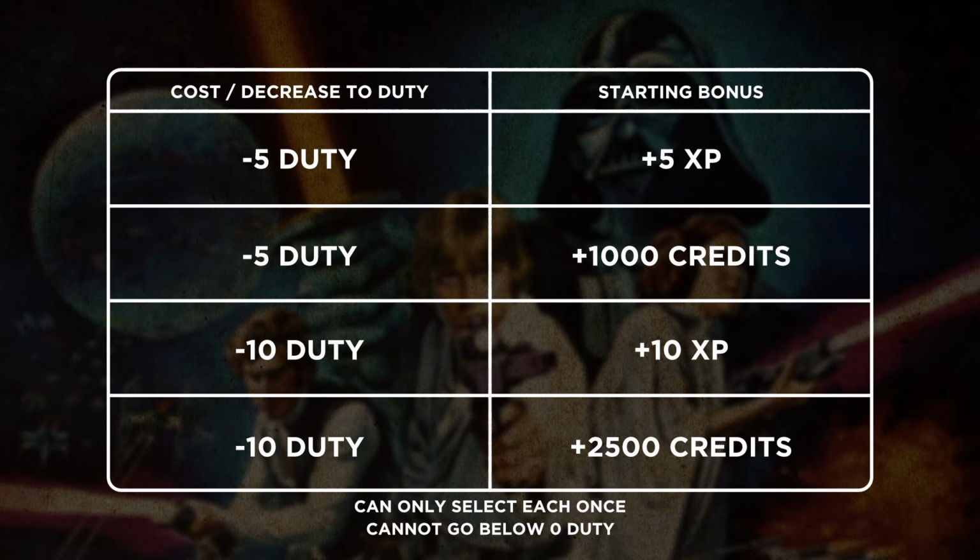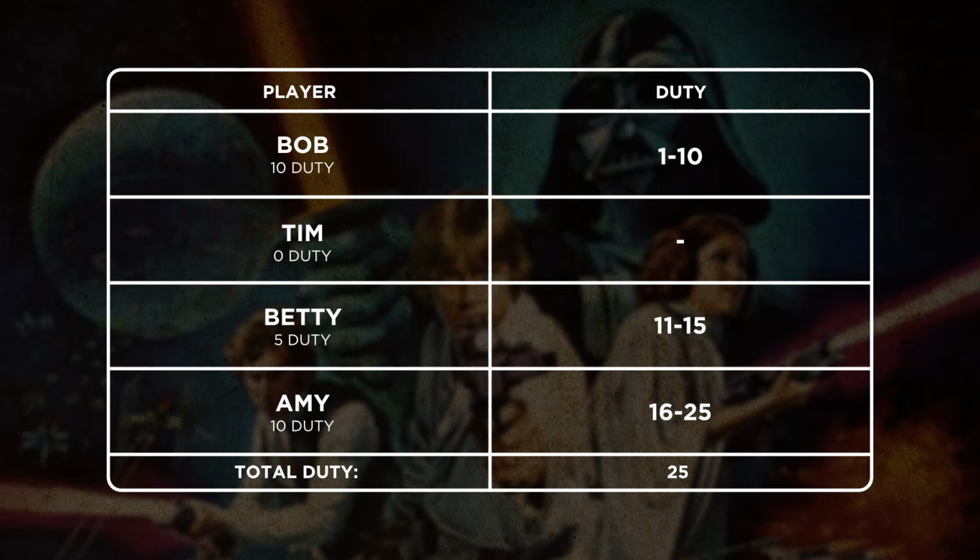You may choose any combination of these, but you can only choose each option one time and you cannot go below 0 for your duty. So if you only have 10 starting duty, you can only go down by 10. The GM, after everyone has made their character, is going to add up everybody's magnitudes of everybody's duty. So let's say it totals 25 when you add it up.